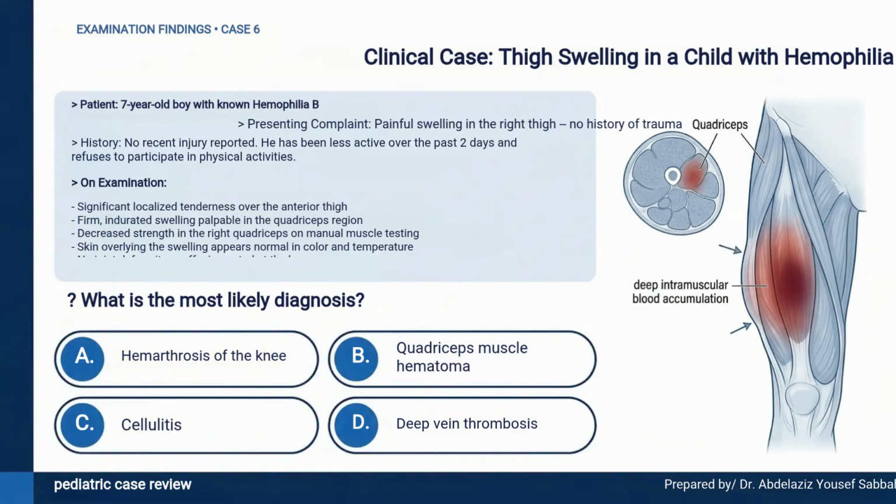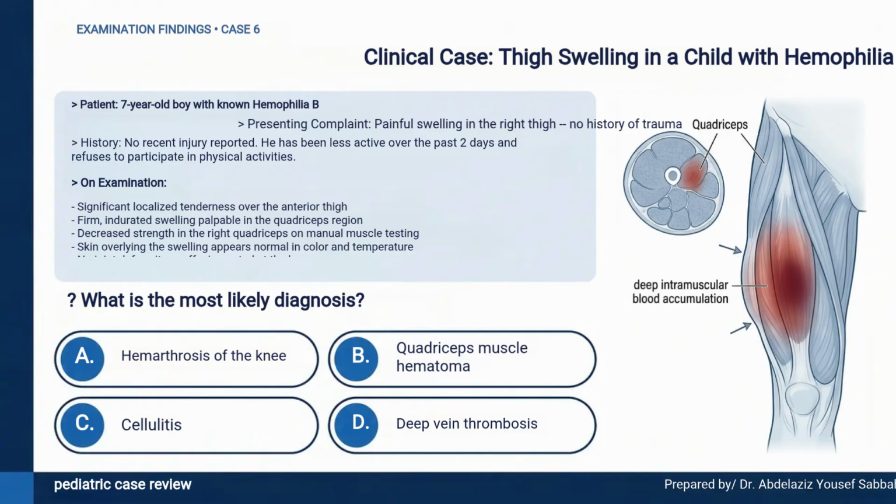Case 6. A 7-year-old boy with known hemophilia B presents with painful swelling in the right thigh with no history of trauma. He has been less active over the past 2 days and refuses to participate in physical activities. On examination, there is significant localized tenderness over the anterior thigh, firm indurated swelling palpable in the quadriceps region, and decreased strength in the right quadriceps on manual muscle testing. Skin overlying the swelling appears normal in color and temperature. No joint deformity or effusion is noted at the knee. What is the most likely diagnosis?